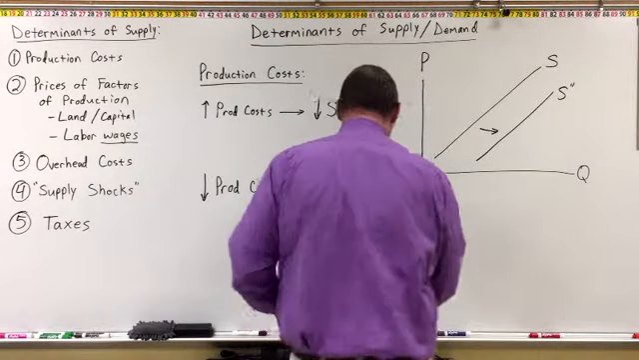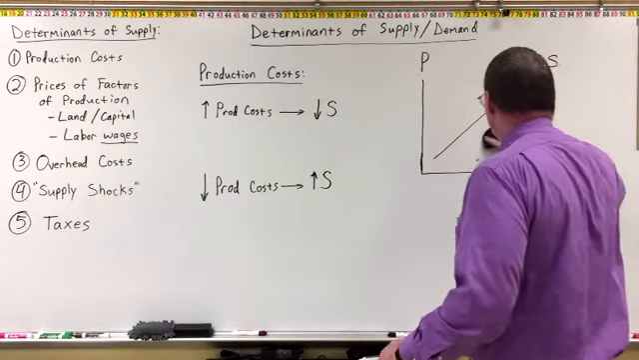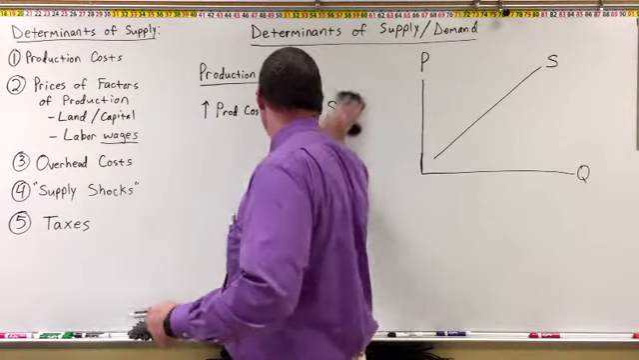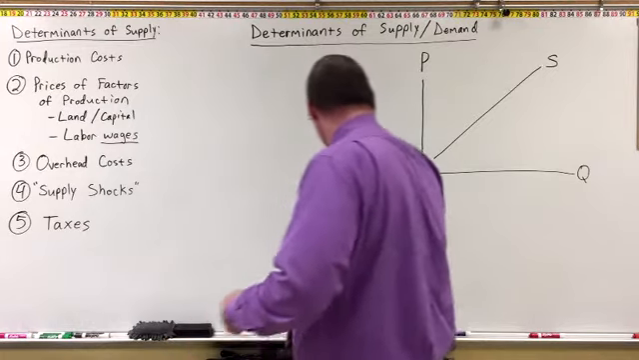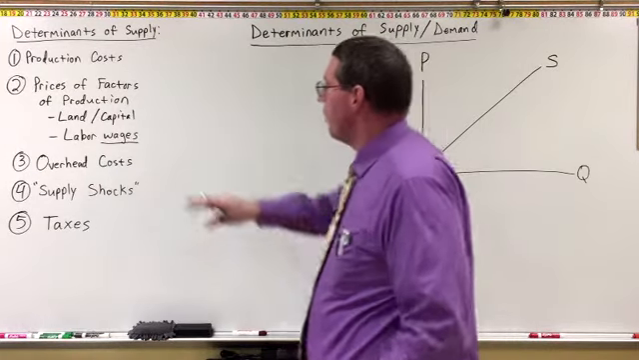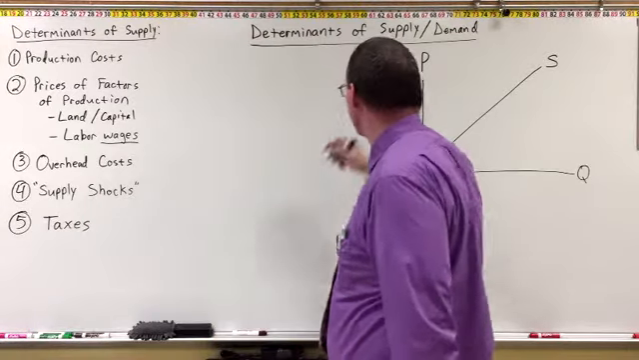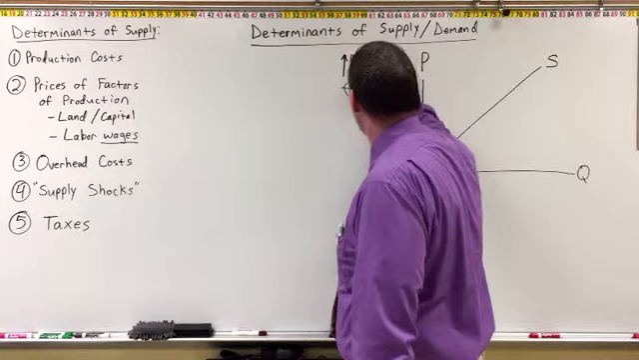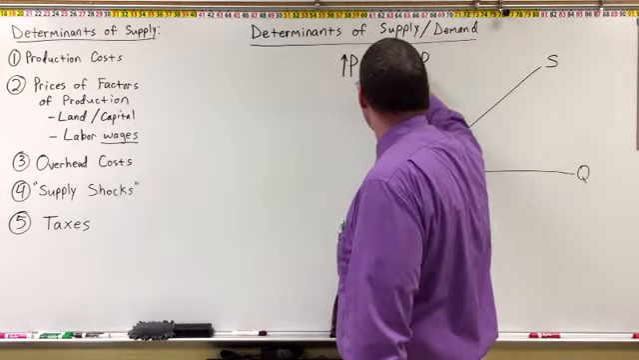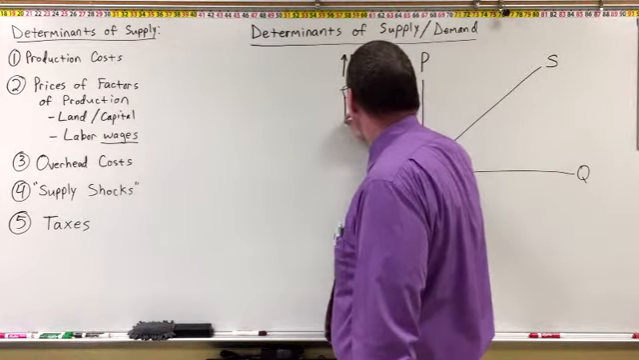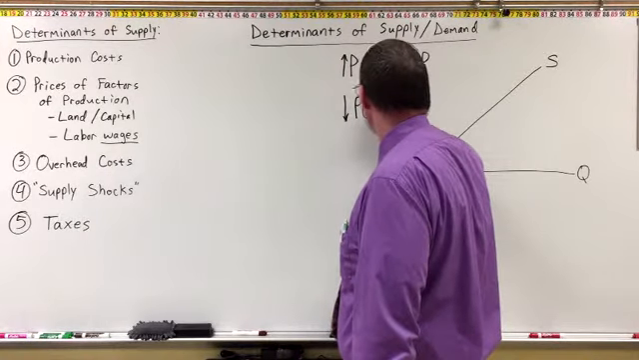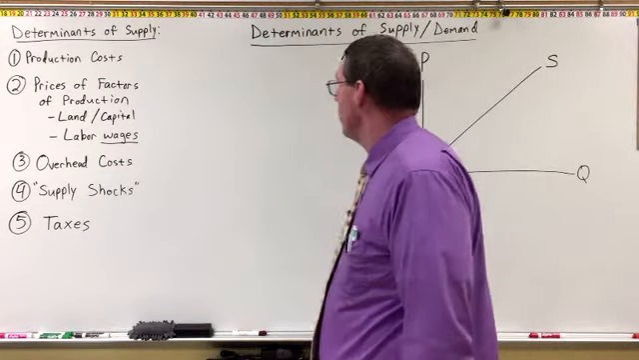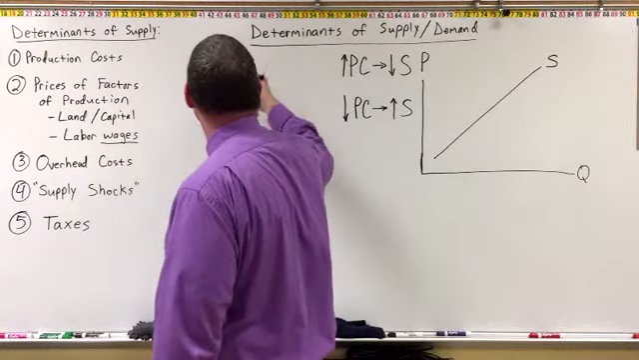Okay? All right. Now let's move on to understanding this. Here's what I'm going to do. I'm going to put this production costs on the side, because we're going to filter all of these things through production costs. So over here, I'm going to say that an increase in production costs leads to a decrease in supply, but a decrease in production costs leads to an increase in supply. All right? So now let's talk about prices of factors of production.